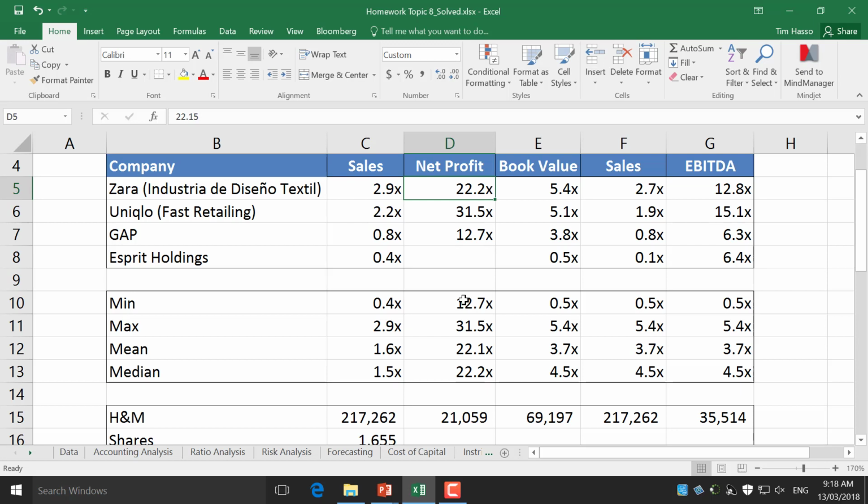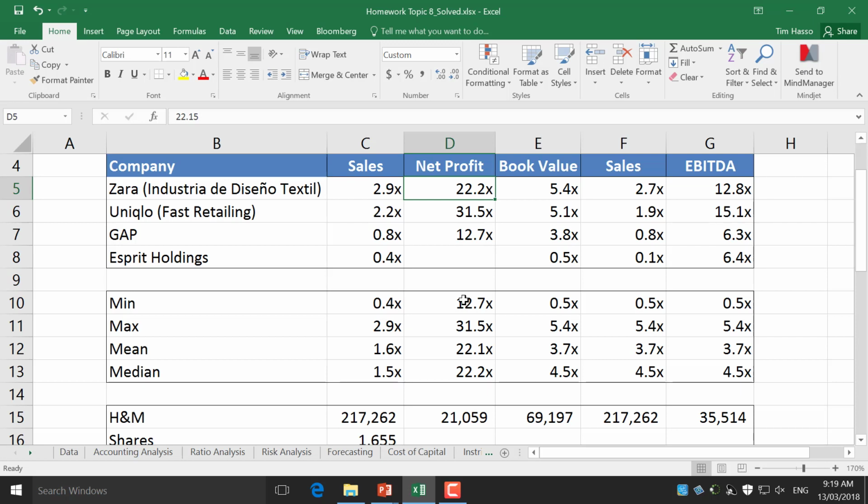What you start to see here is that there are vastly different multiples. Gap is being valued at 12 times their earnings, Uniqlo at 31 times their earnings, which also highlights the big problem with relative valuation: it completely depends upon the comparable firms being good comparables. If Gap is not a great comparable firm to H&M, then this valuation is going to be inaccurate. If I think about H&M as a business model, which is fast fashion, then most likely Zara and Uniqlo are the best comparables.